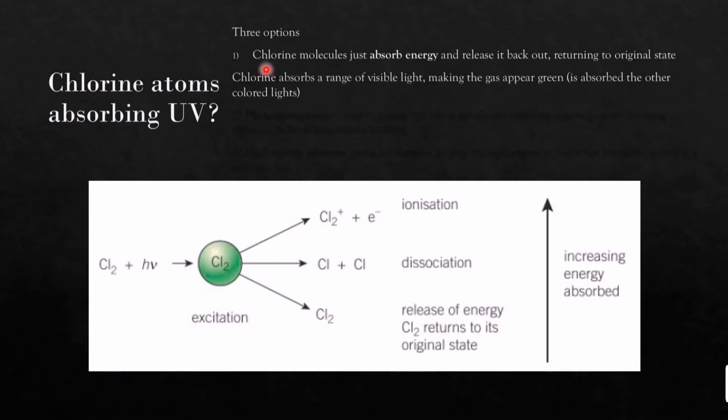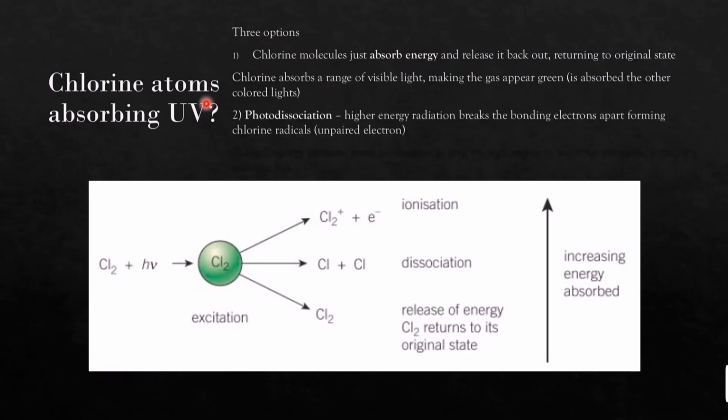And chlorine absorbs a range of visible light also. This is what makes chlorine gas appear green. Because it has absorbed all the other coloured lights, all the other wavelengths except for green, chlorine appears as a green gas, because the only wavelength that reaches our eyes is green. And the second option for what happens when chlorine absorbs UV is photodissociation.